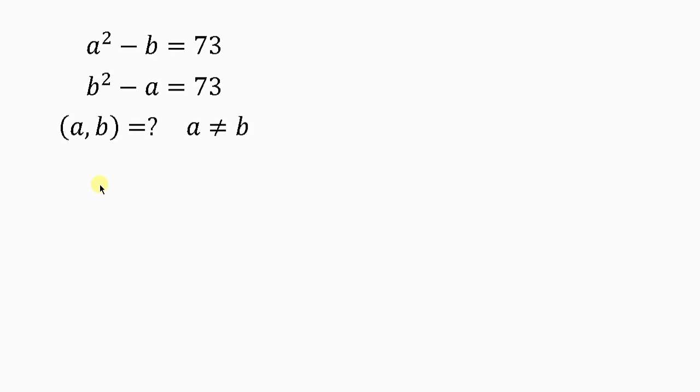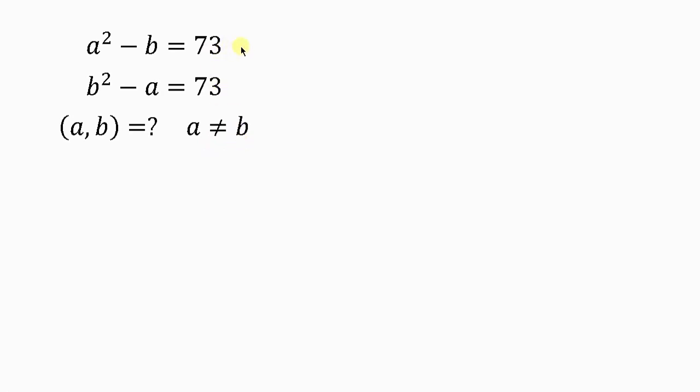Look at this nice and beautiful question on the board that we're going to be solving. The question says, find the value of a and b such that a squared minus b is equal to 73 and b squared minus a is equal to 73. There is a condition attached to this question which says a is not equal to b.